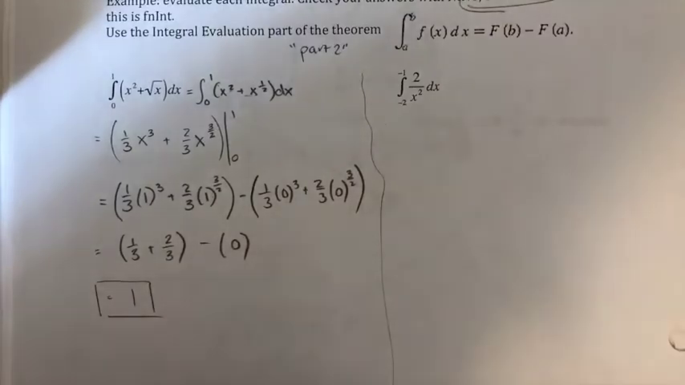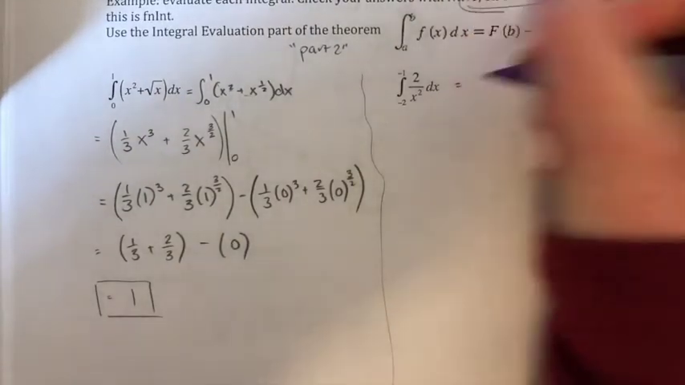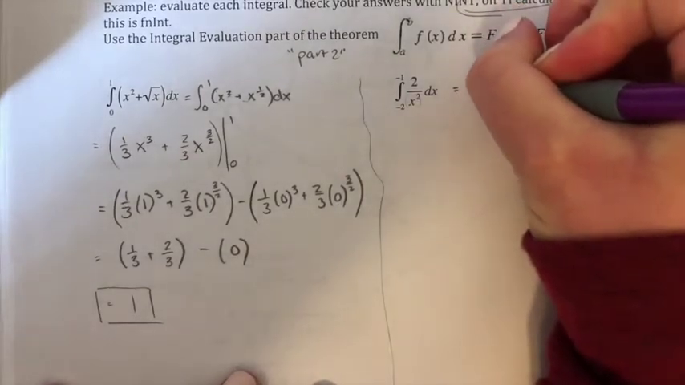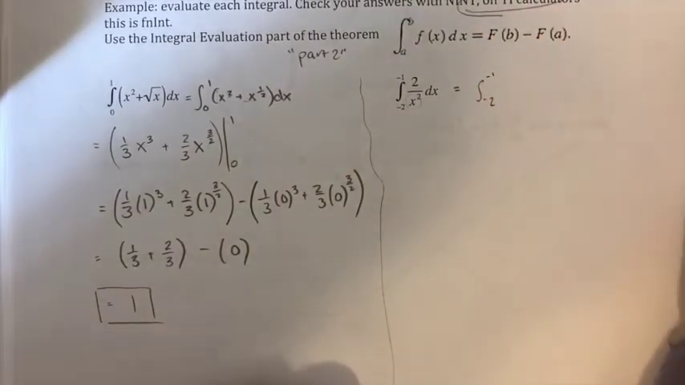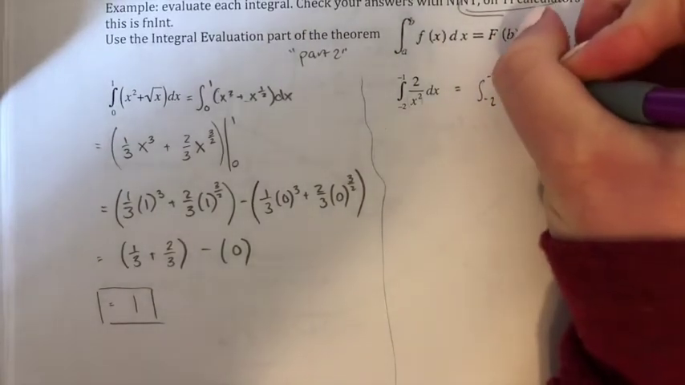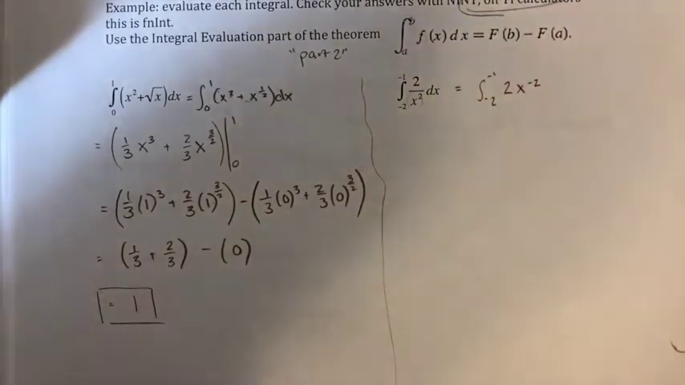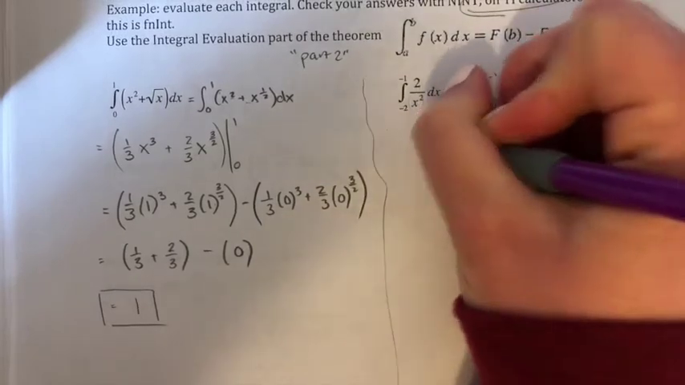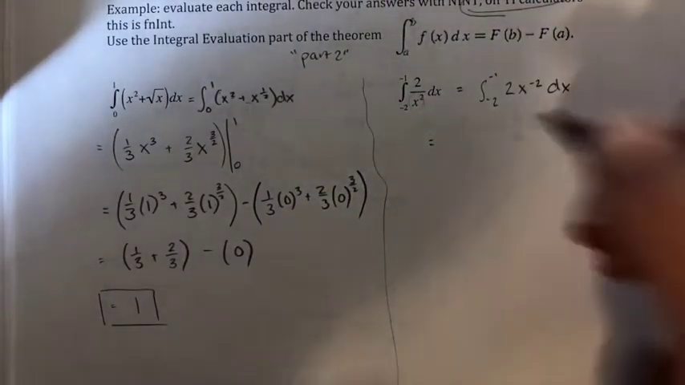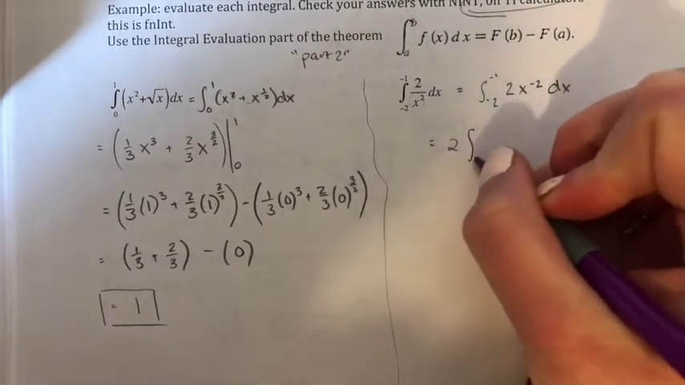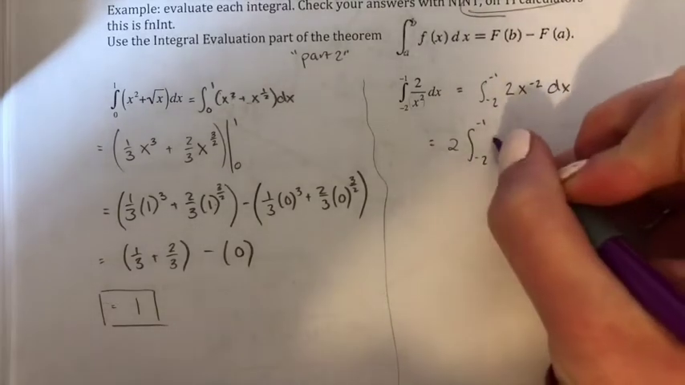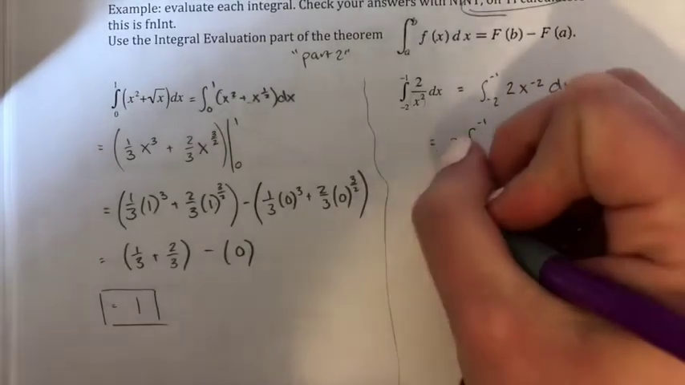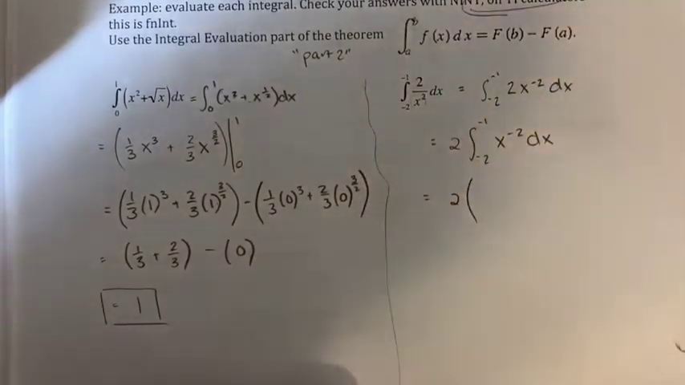This one, again, I'm going to write it as a negative exponent because I find that easier to deal with. So -2 to -1 are my boundaries on my integral. I'm going to write this as 2 x to the -2 dx. So remember that 2 can come out in front. So then we have the integral of x to the -2 dx with the 2 multiplier out in front. It just makes it easier.